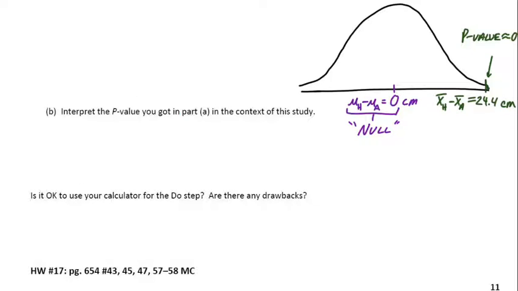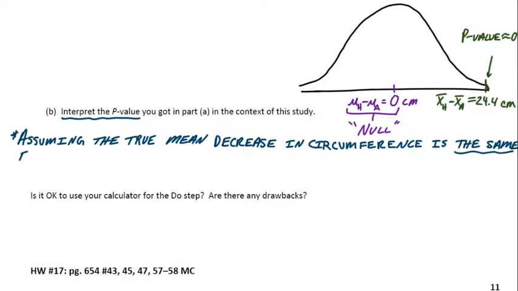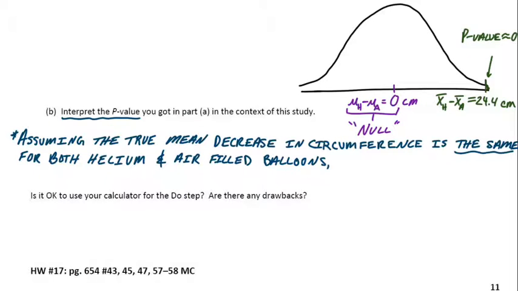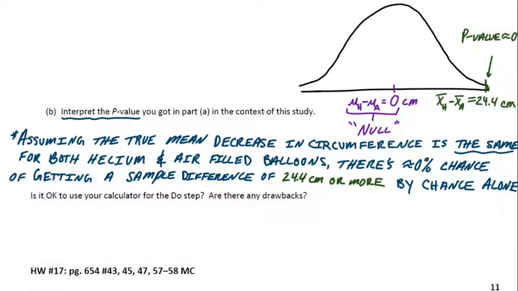So we can always use this drawing, this depiction, to help us interpret the null, starting with, we put the null in the middle. So assuming that the true mean decrease in the circumferences is actually 0, right? They're the same. It would be really rare, right? Almost never. The p-value is approximately 0. There's an approximately 0% chance of getting a sample difference of 24.4 or more, just as a random occurrence.